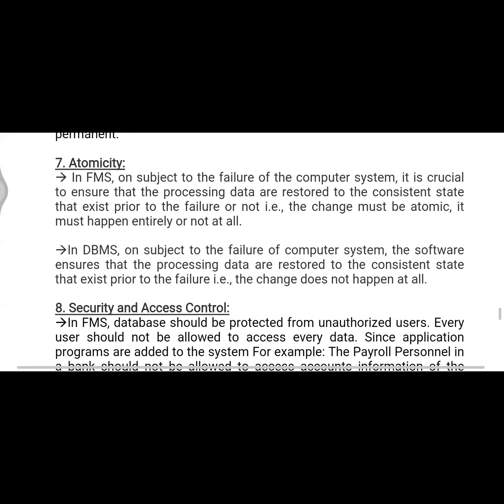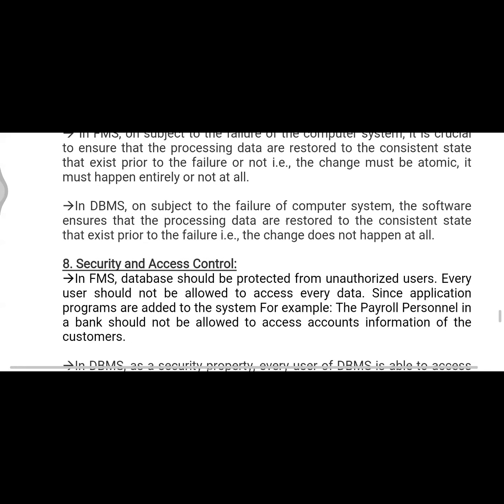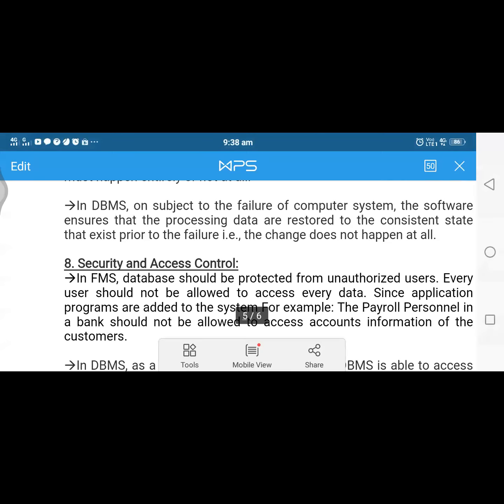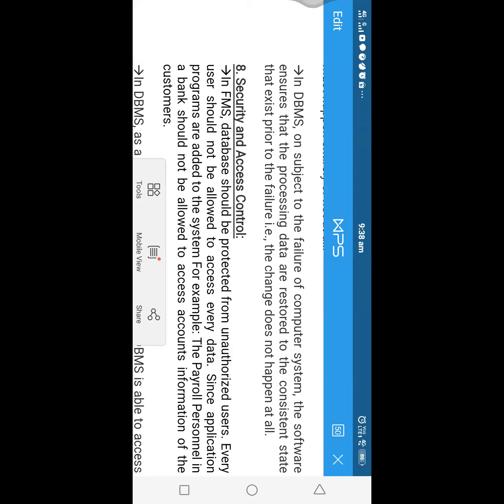If you observe here, in a DBMS, subject to the failure of the computer system, the software ensures that processed data are restored to the consistent state that existed prior to the failure, that is, the change does not happen at all. In some situations, loss of data may occur due to hardware failures or software failures. At that moment, we need to record the data.